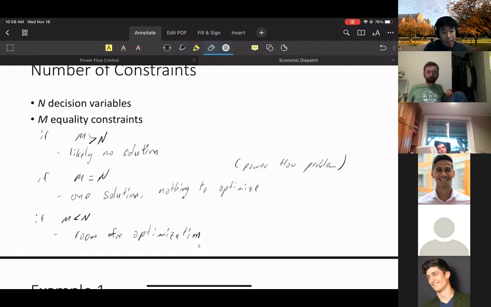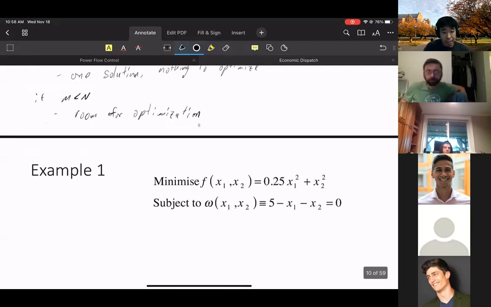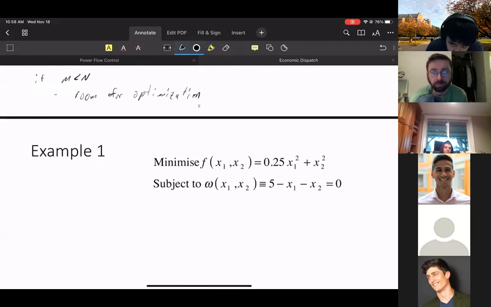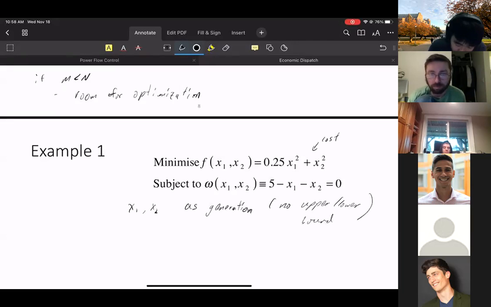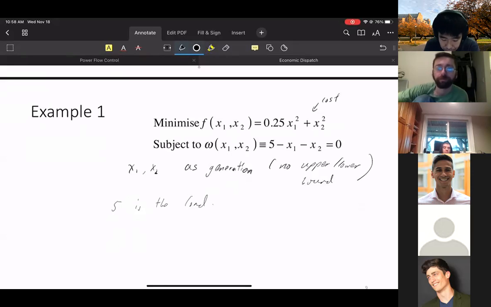One common example we'll have is the generation case. Here you can interpret this as cost, with x1, x2 as generation. We're not going to look at the inequality constraints yet, so there's no upper or lower bound, and 5 is the load. This is one example with numbers. Then we can ask, what is the minimum x1, x2 solution to this?